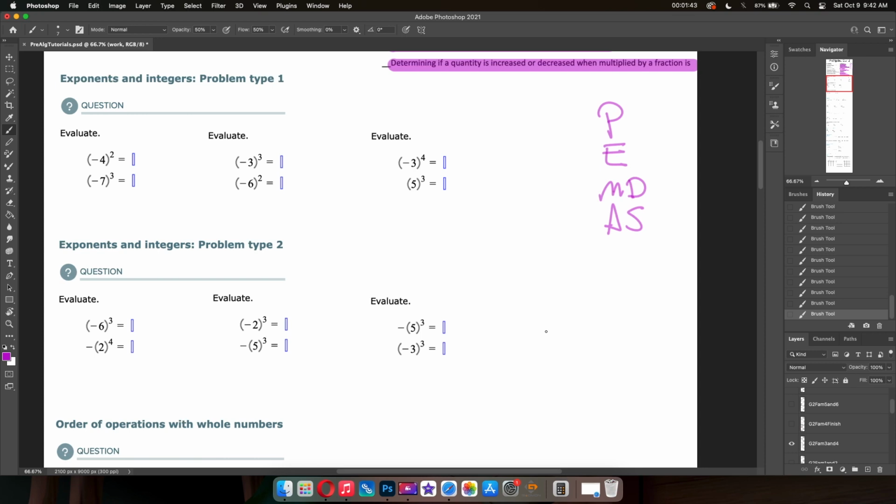But first, before we do order of operations, let's get you used to one of the new letters. That is called exponents. If multiplication is repeated addition, then exponents is repeated multiplication. So if I'm looking at, and I'm going to use this one as an example, negative 4 squared, that is negative 4 times negative 4.